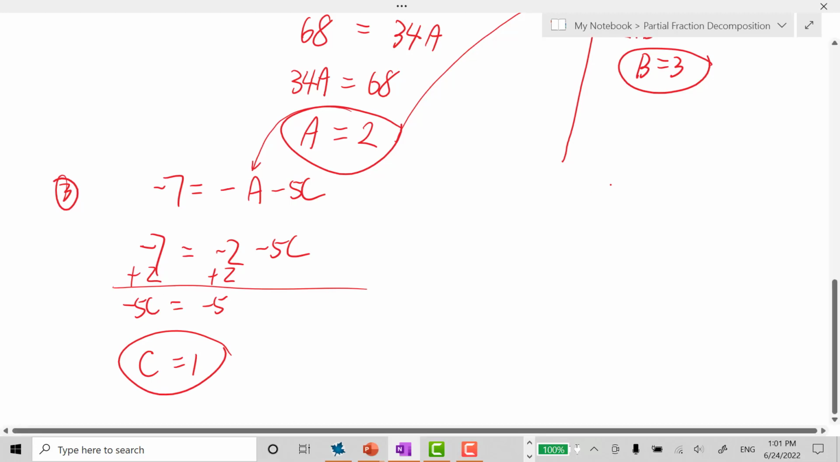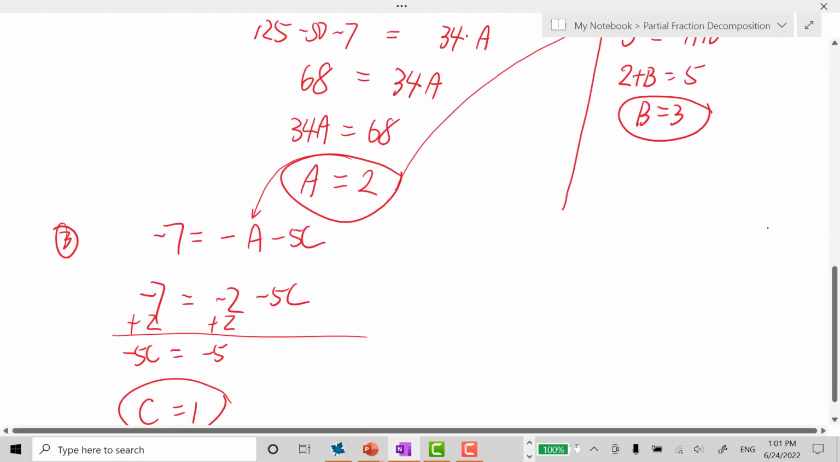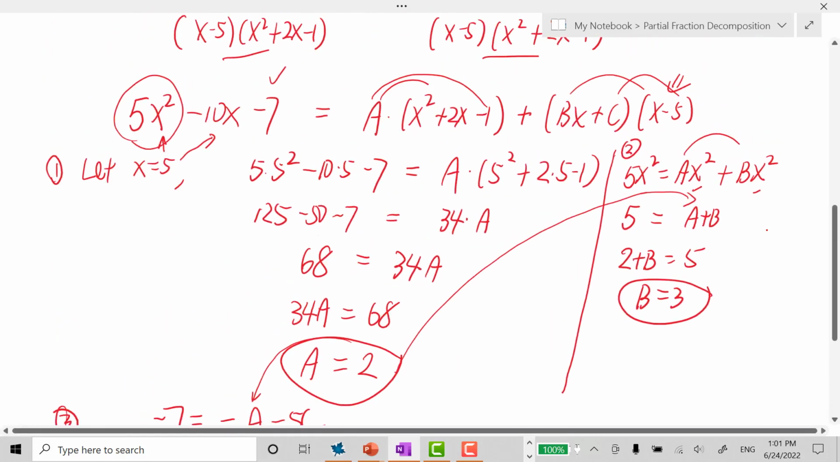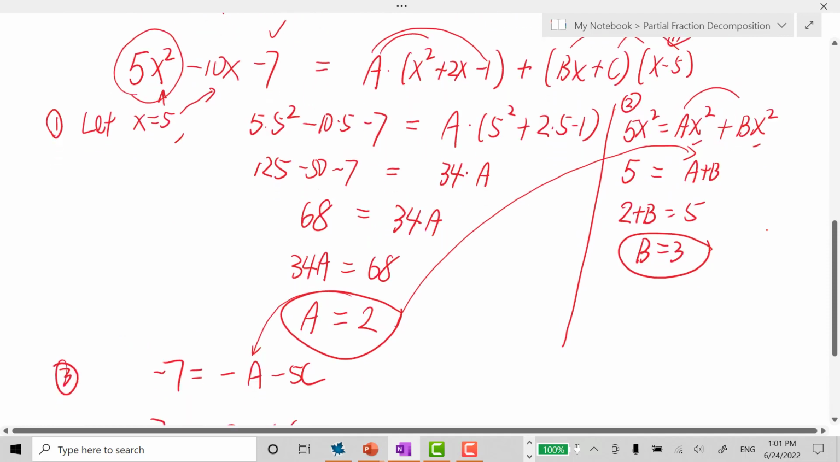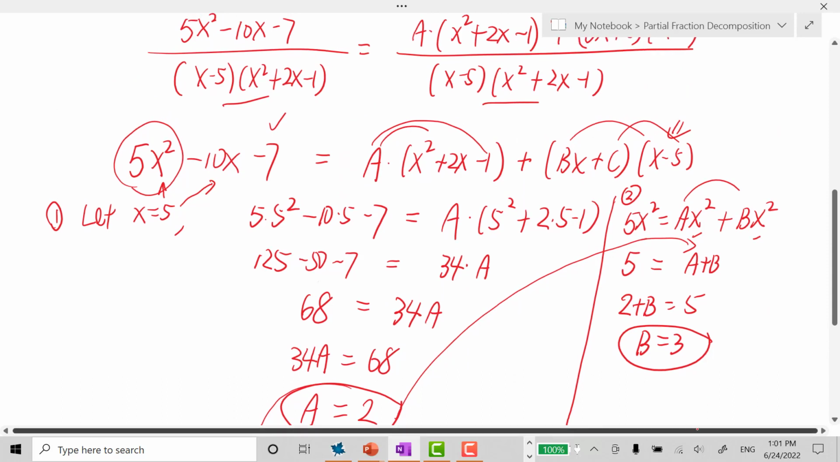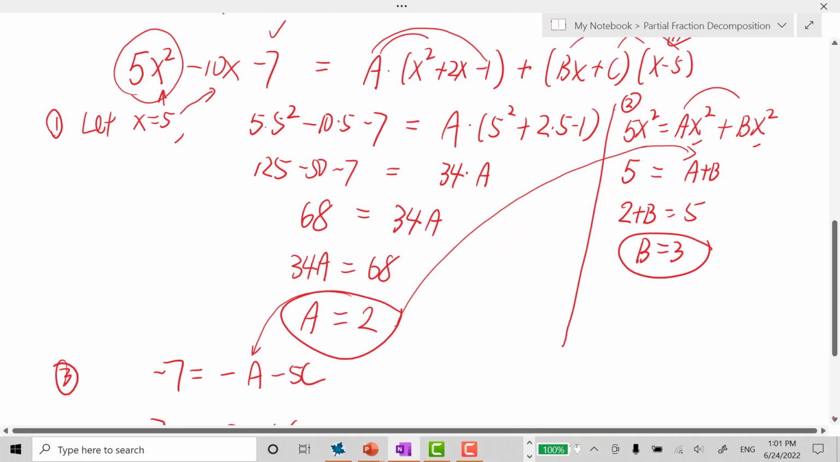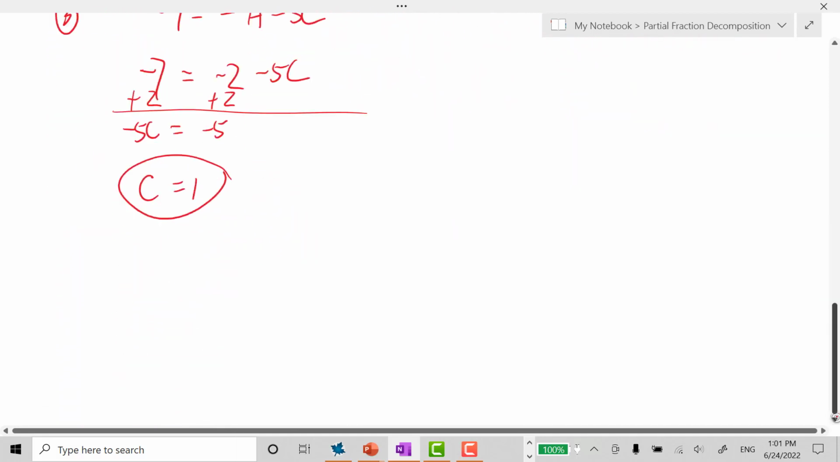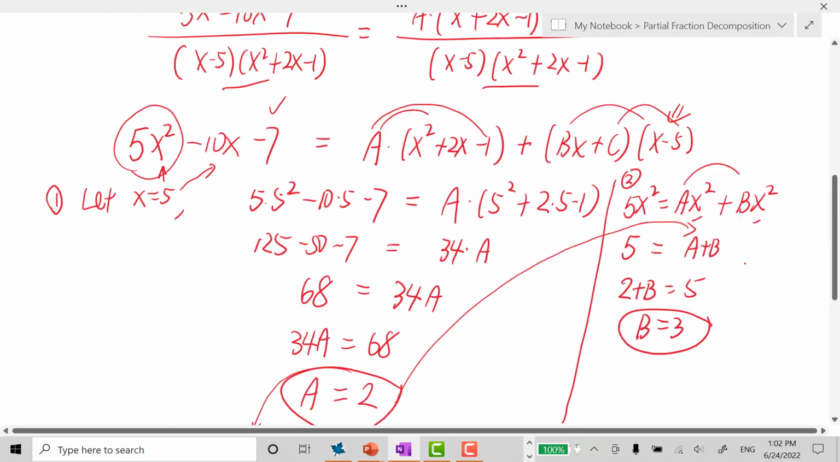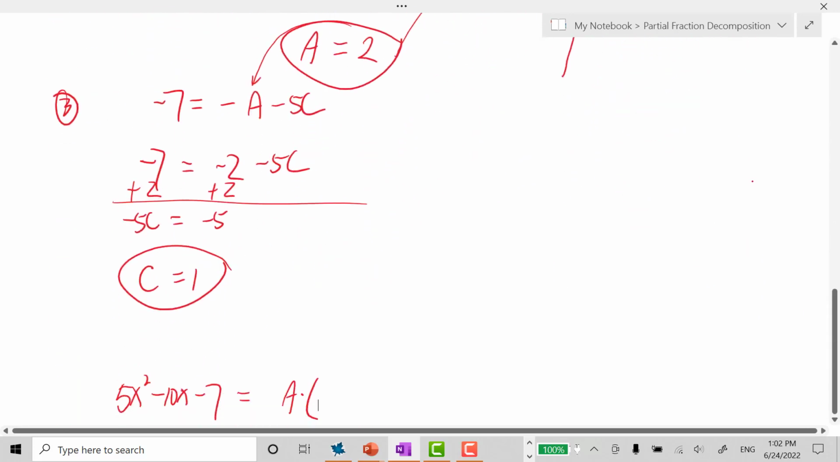So now we have found a, b, and c, all three numbers. And we can also take another approach. Let's copy this: 5x squared minus 10x minus 7. On the right, it's a times x squared plus 2x minus 1.